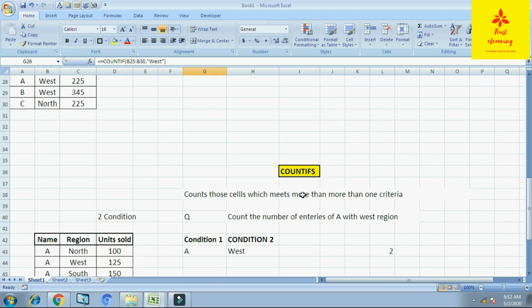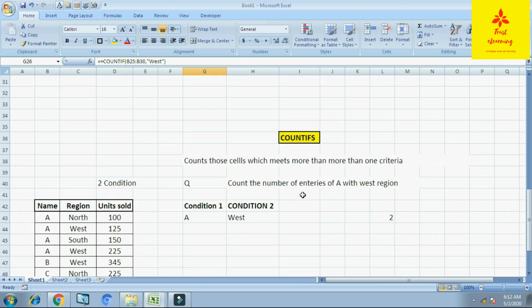Let's move on to COUNTIFS. When I add 'S' to COUNTIF, it means I can apply many conditions. Okay, it can take more than one condition. So let's see how it takes it.